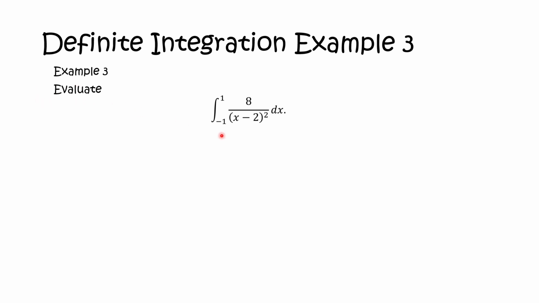Example 3, we are integrating from minus 1 to 1 of 8 over x minus 2 squared. As usual, we would deal with the denominator.